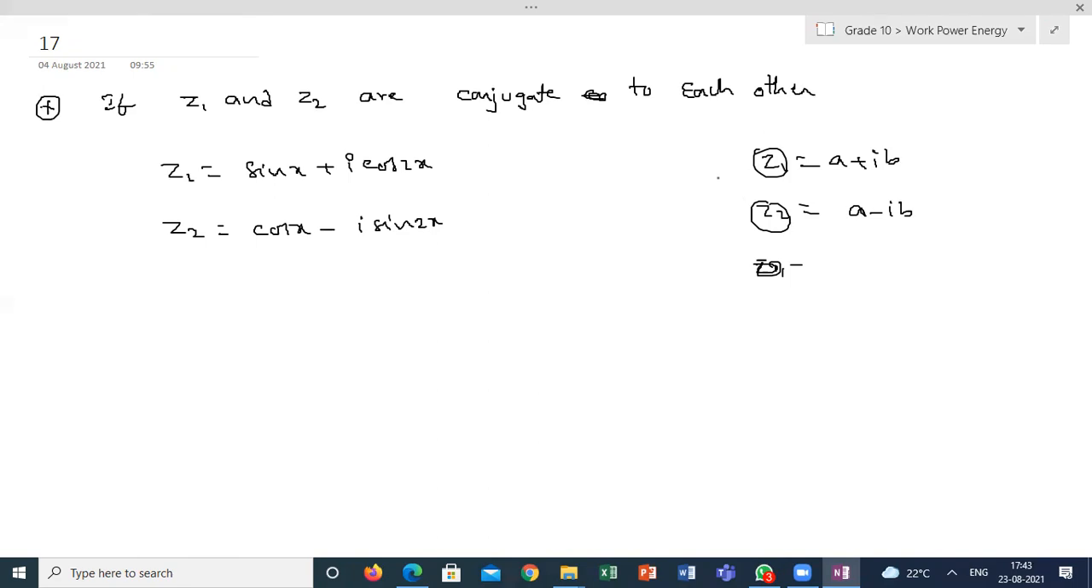Then what is the solution of X? Find the solution of X if Z1 and Z2 are conjugate to each other. It's just a simple question. If Z1 and Z2 are conjugate to each other, then what is the solution of X? I think the question is clear. Are you clear with the question? After this, I am going to discuss quadratic equations.